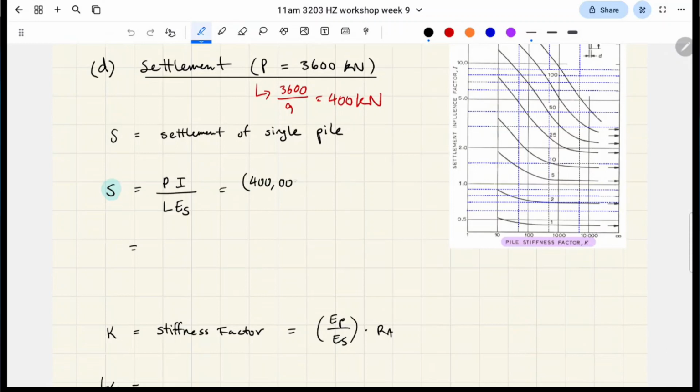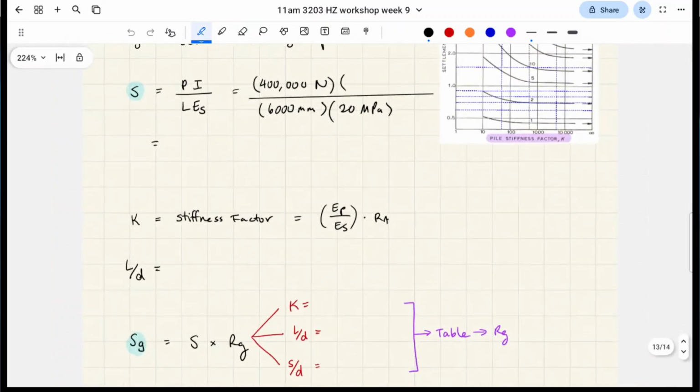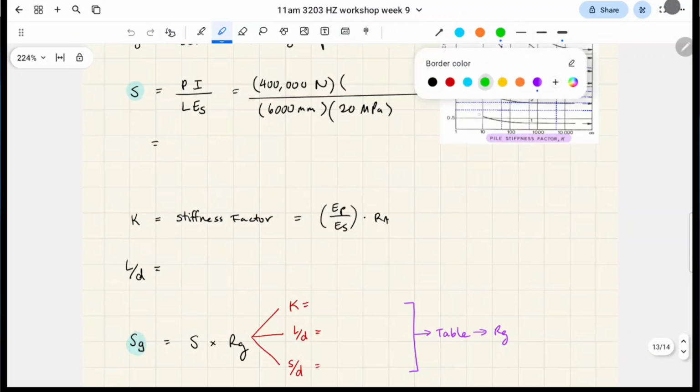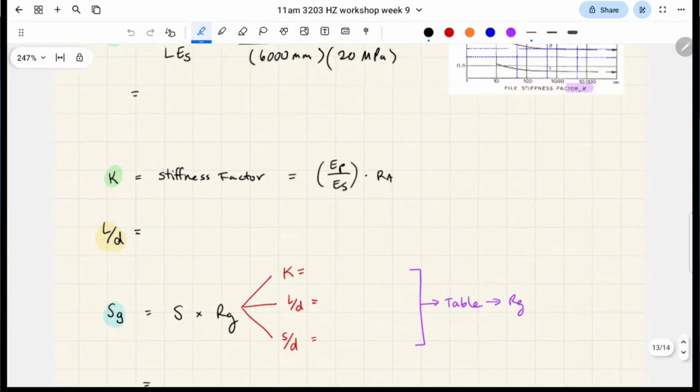So instead of 400 kilonewtons, we should do 400,000 newtons, right? Multiplied by whatever the influence factor is, over the length of our pile, which was 6,000 millimeters, and our modulus was 20 MPa. Okay? Let's figure out our influence factor. The influence factor is a function of stiffness and our slenderness ratio, right?